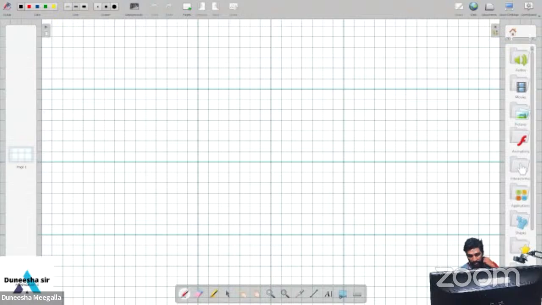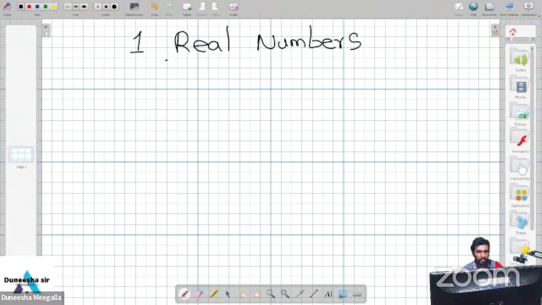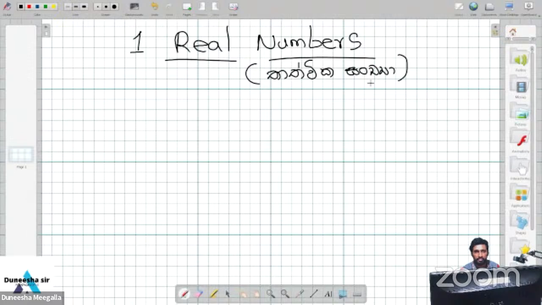Today I am going to start the grade 11 first lesson. Write down the real numbers. Write down the singular name, තාත්වික සංඛ්‍යා කියනවා. මේවත් ඕන වෙයි ඔයාලට සමහර විට.